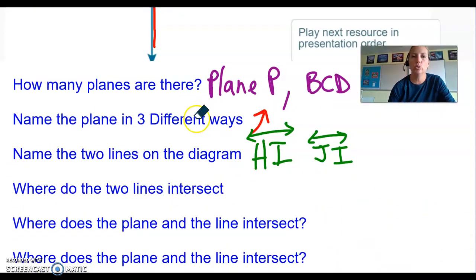So anytime you have 2 lines, they always intersect at a point, and you might not be able to see that here, I'll write it over. They always intersect at a point. And again, remember we do capital letters.